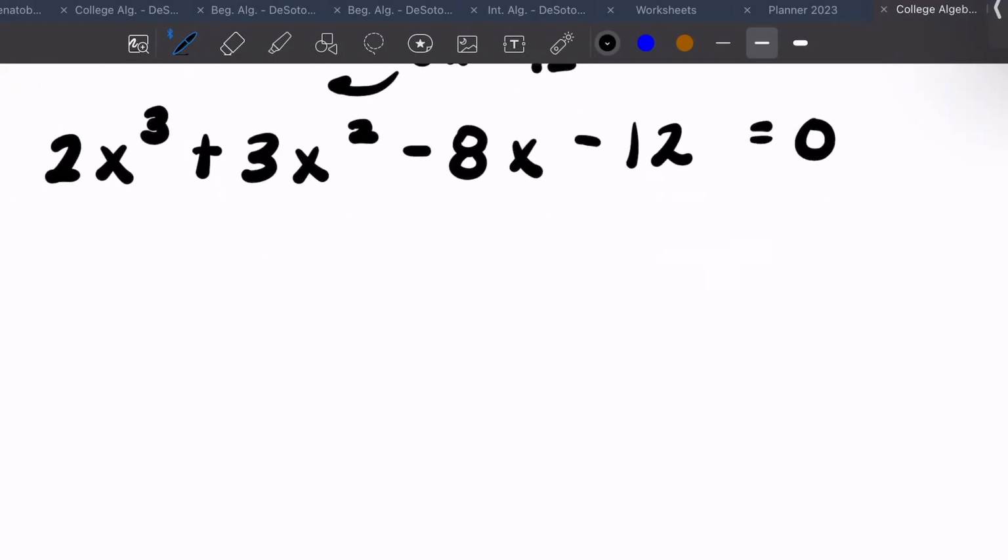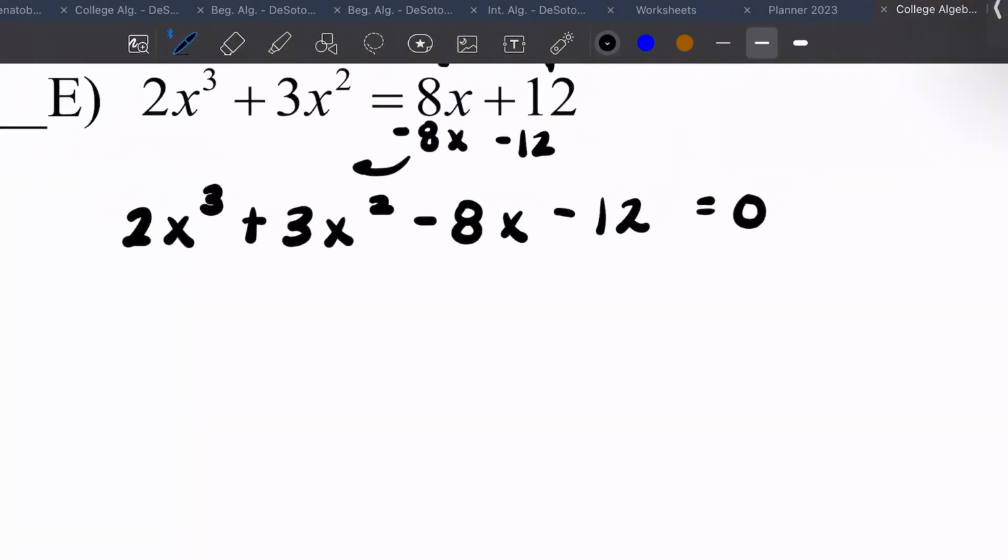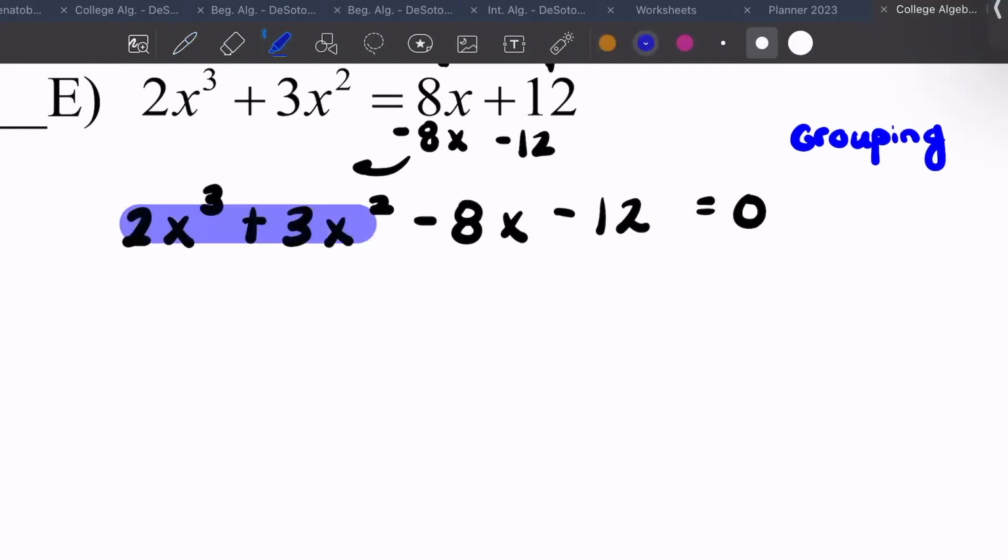So now you need to factor the left-hand side of the equation. Well, you need to count 1, 2, 3, 4 terms. And you need to immediately think grouping, okay? I only gave you one strategy when it comes to 4 terms, and that is grouping. If you can't group, then you would use greatest common factor, but here we can group. So we're going to group these 2 and these 2, first 2 and the last 2.